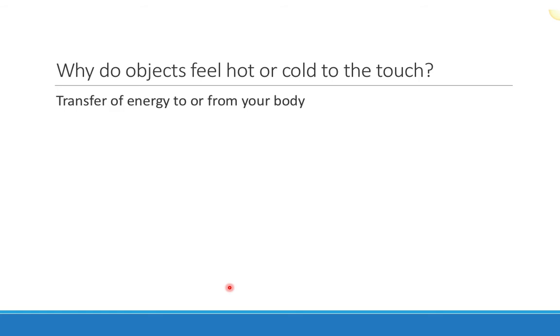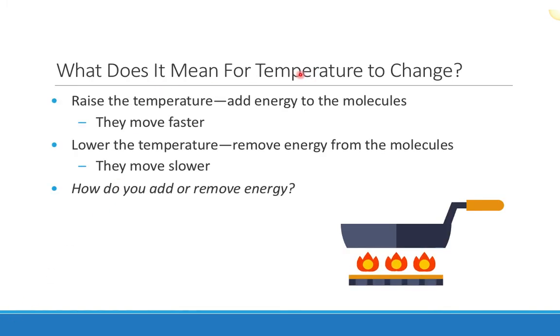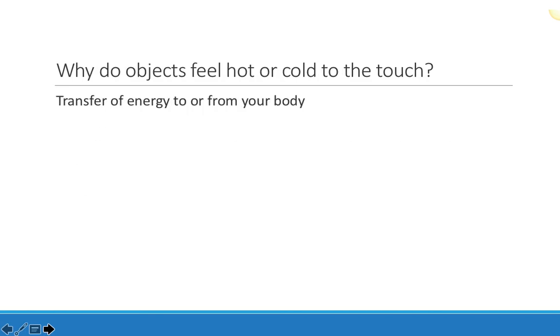So why is it that objects feel hot or cold to the touch? In the last example, we talked about how we raise the temperature. We have to add or remove energy to raise or lower the temperature. So obviously there has to be an energy transfer. And so why is it when I take ice cubes out of the freezer, they feel cold to the touch, or if I left something metal out in the sun for the day and I go over and grab it, it feels hot?